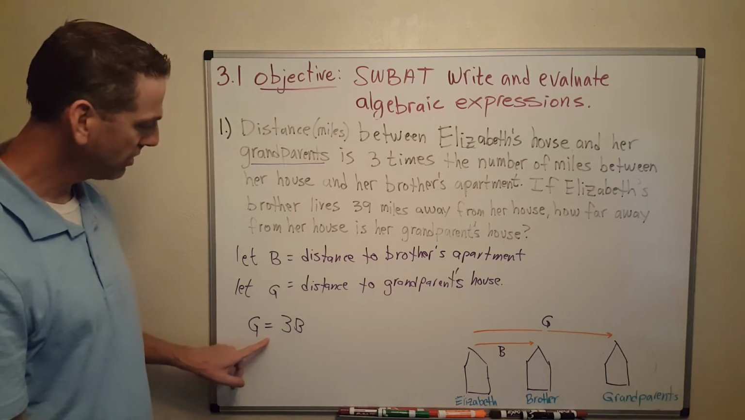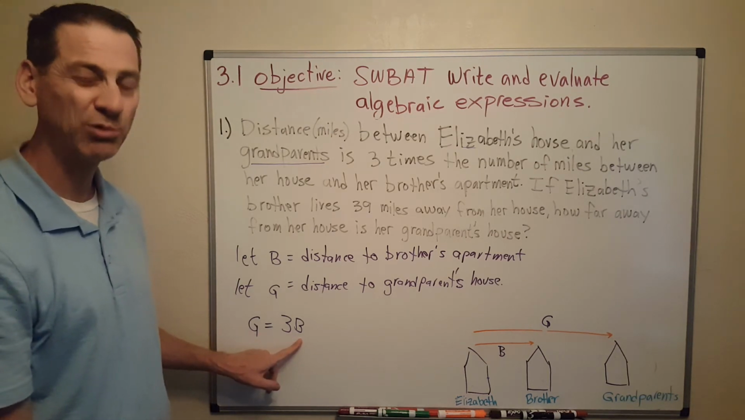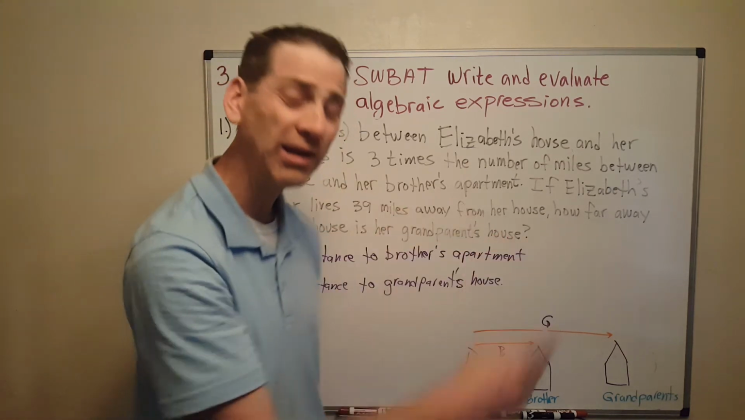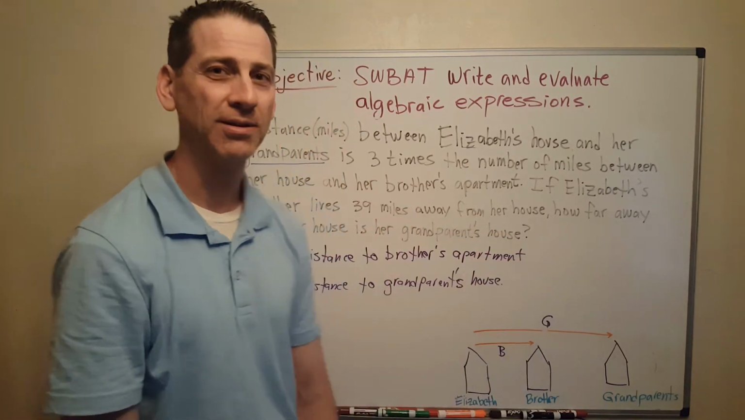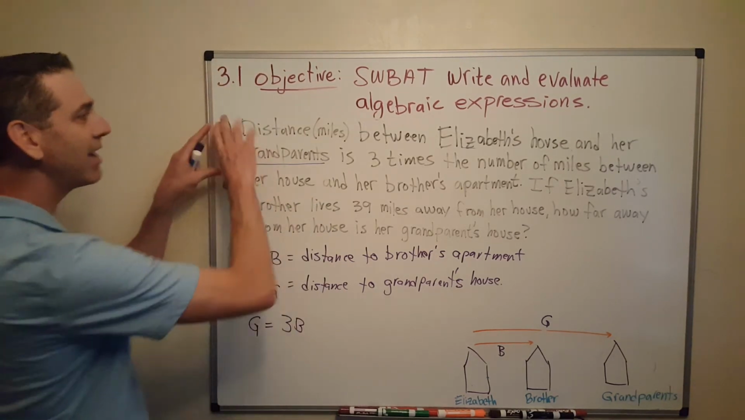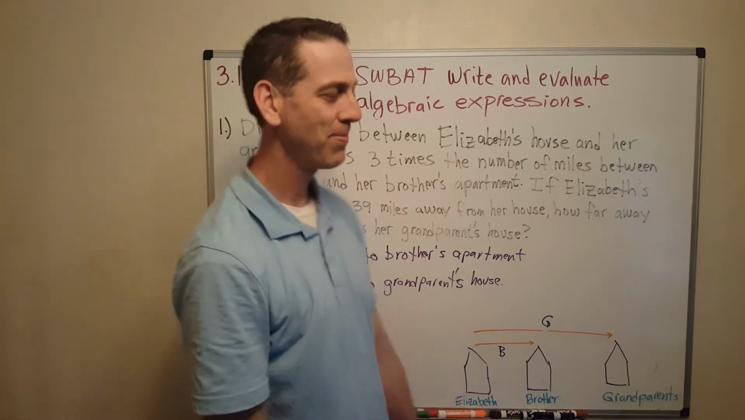Distance to grandma's house is 3 times her brother's distance to her brother's house. Boom, done. See how short and to the point mathematics is? I love it, right? It's a different language. This right here is that entire first sentence.